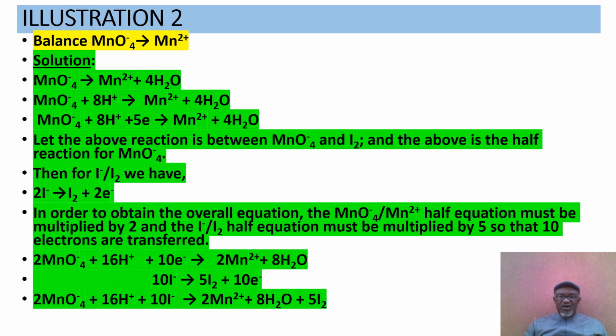In order to obtain the overall equation, look at this: for manganese, we're having 5 electrons, whereas for iodine, we're having 2 electrons. So we must have the same number of electrons transferred. So we multiply the iodine equation by 5 to get 10 electrons and multiply the manganese equation by 2 to get 10 electrons. And that's what you have here. We now add and get the final balanced equation. If you check this equation, it will be balanced both by charge and by atoms.